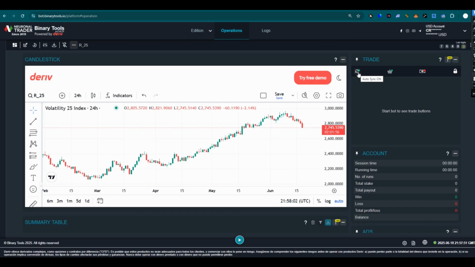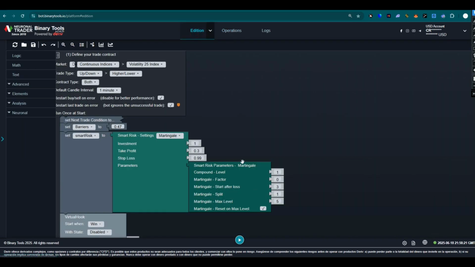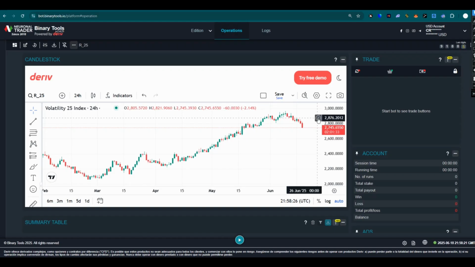Also we have this one. This is synchronize, auto synchronize. If it's on like this, it means the stake amount, everything, the money management will follow from your bot. But if you remove it like this, it means you will need to put the money management manually here. It will appear here when I press the play button. You will need to put the stake manually, everything manual. It will not follow the money management from this one. I hope you have understood.